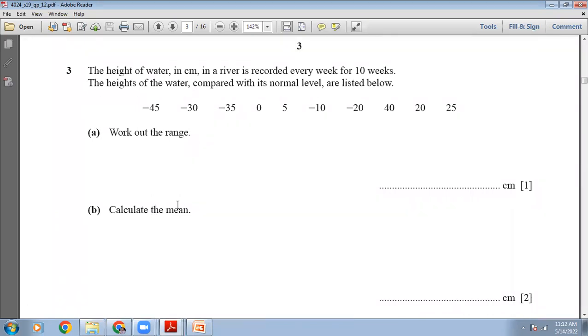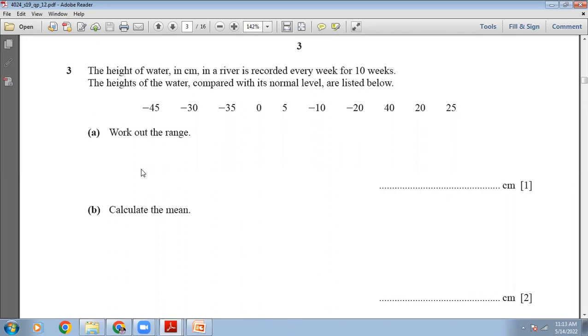Question number 3 is the height of the water in centimeters in a river is recorded every week for 10 weeks. The height of the water compared with its normal levels are listed below: minus 45, minus 30, minus 35, 0, 5, minus 10, minus 20, 40, 20, 25. So negative means you are below the normal level, and the positive means you are above the normal level, and 0 means you are on the normal level.